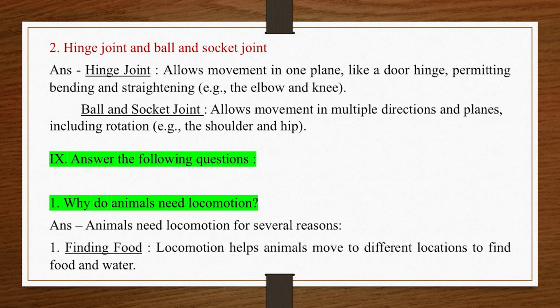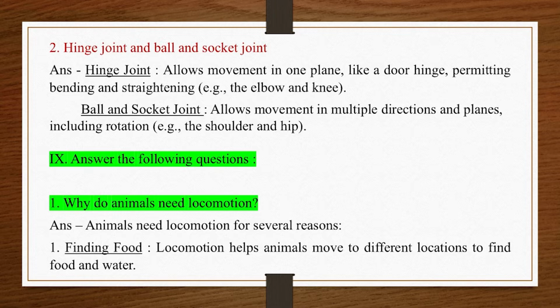Answer: A hinge joint allows movement in one plane, like a door hinge, permitting bending and straightening. Examples are the elbow and knee. A ball and socket joint allows movement in multiple directions and planes, including rotation. Examples are the shoulder and hip.